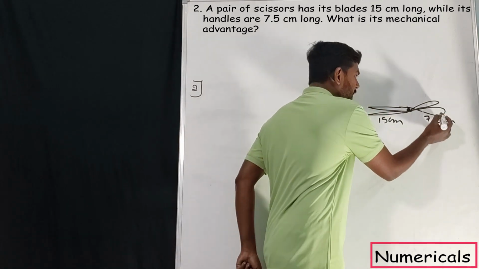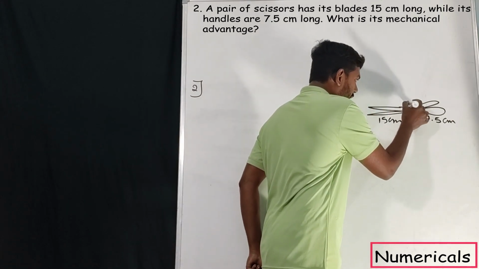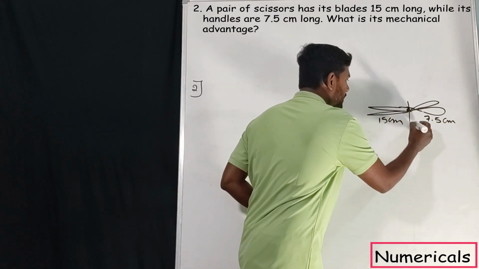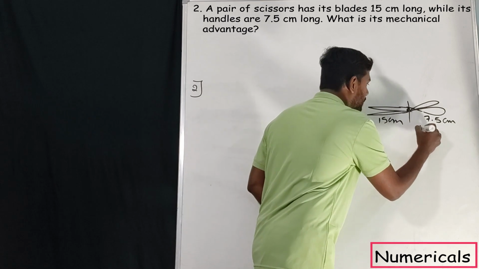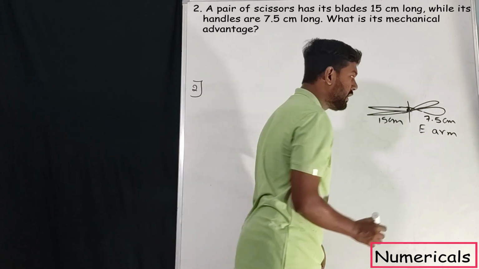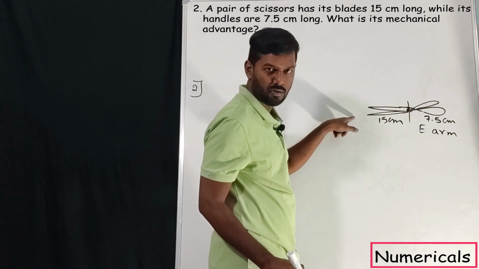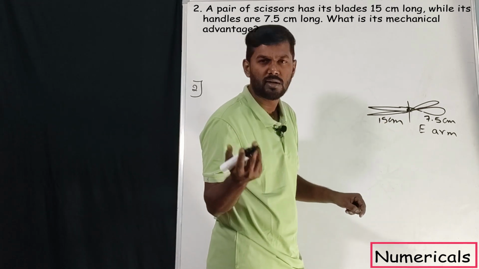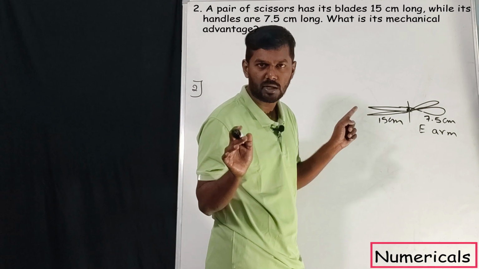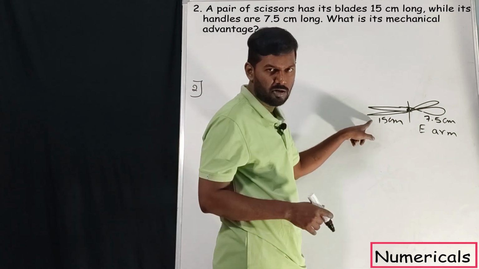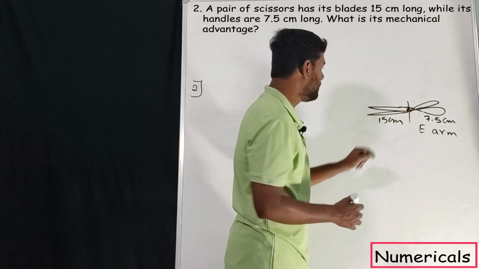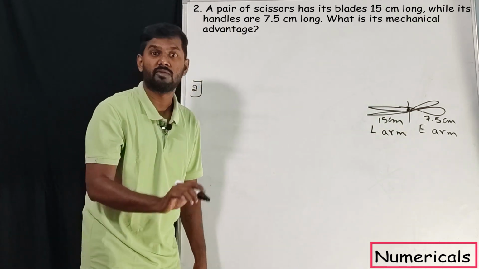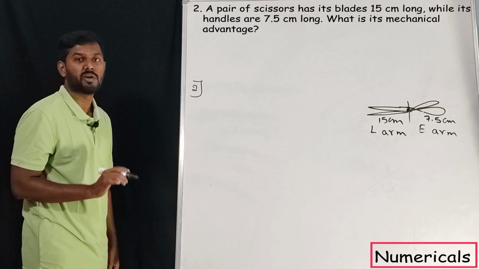That means from the effort to the fulcrum, this point, okay, this point is called fulcrum. From the effort to the fulcrum is called effort arm, correct? This is effort arm. And from the fulcrum to the load, okay, what do you mean by load? If I use this scissor to cut any load, load is nothing but it can be any object. That means this is the load. From the load to the fulcrum is called load arm. This one you have to know, which is effort arm, which is load arm. That is very much important.